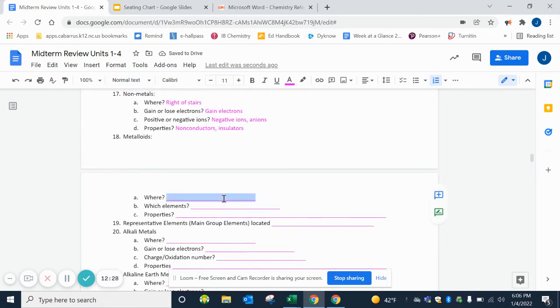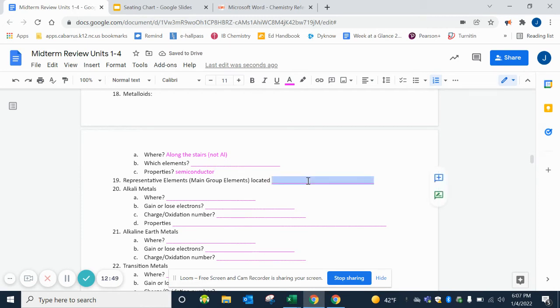Metalloids are found along the stairs. But remember, not aluminum. Even though aluminum touches the stairs, it's not a metalloid. Aluminum is just a regular metal. You can list out those elements by looking at the periodic table. The one property that you need to know is that they are semiconductors.